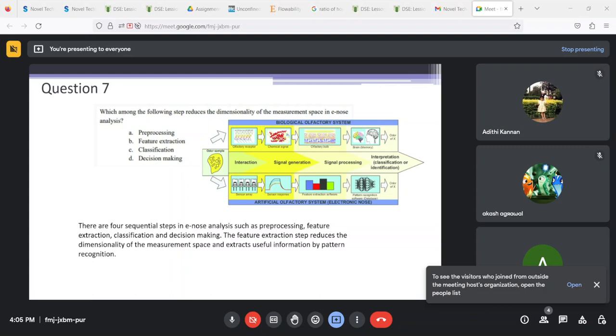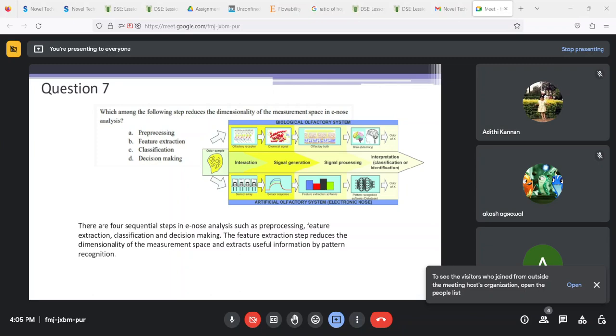So if you're looking at some kind of a volatile substance, and you know what kind of feature you want from all this n number of features, you will select only that feature. So basically you are reducing the dimensionality of the measurement space. It would have collected thousands and thousands of features, but you would want only certain 50 to 60 features, so you will collect only those. So the feature extraction step reduces the dimensionality of the measurement space and extracts only the useful information that you want.